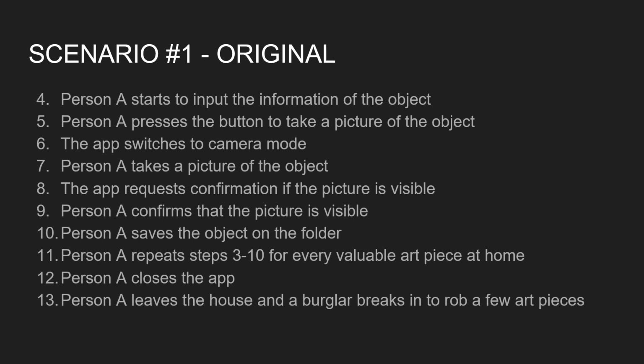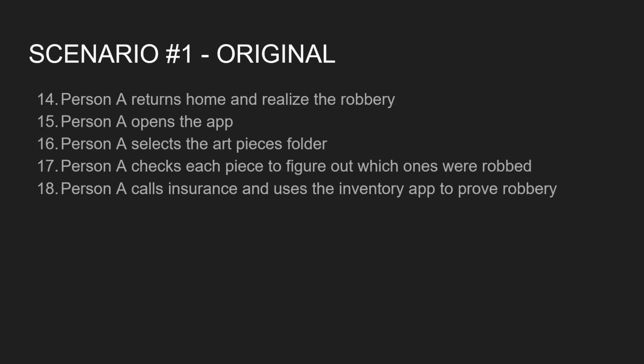Then the steps 3 through 10 are repeated for every valuable art piece at home. Then the person closes the app and leaves the house. In this opportunity, a burglar breaks in to rob a few art pieces. The person then returns home and realizes the robbery. The person opens the app, selects the art pieces folder, checks each piece to figure out which ones were robbed, and then calls insurance and uses the inventory app to prove robbery.